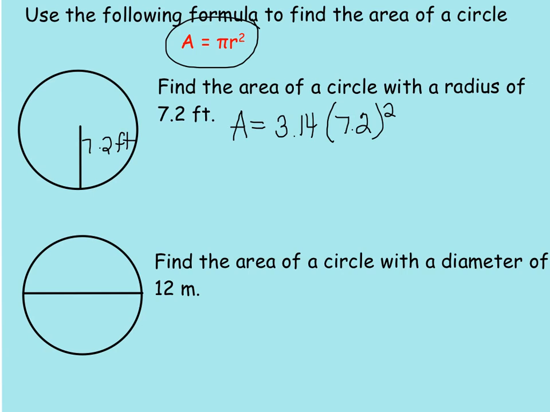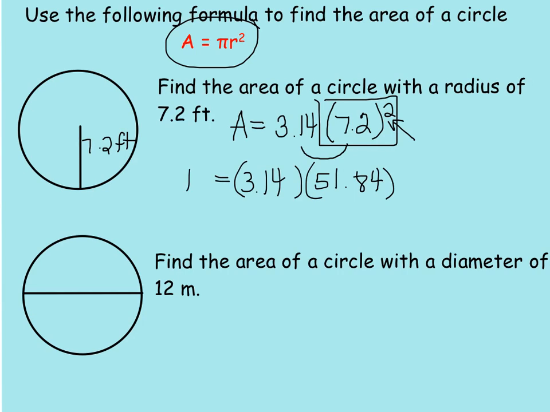Now, when you go to solve something like this, you have to think about the order of operations, because here we have multiplication, but then we also have exponents. And what does PEMDAS tell us to do first? You got it, exponents. So really we need to take 7.2 to the second power first, and that equals 51.84. Now we can go ahead and multiply that by 3.14, and that will give us our area.